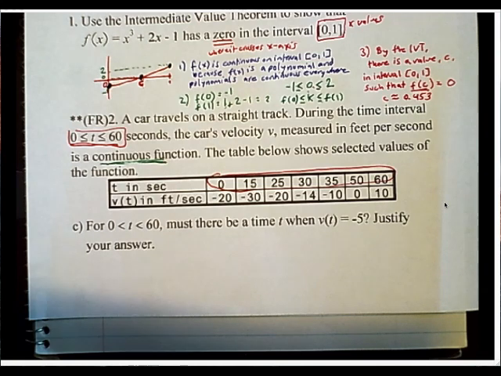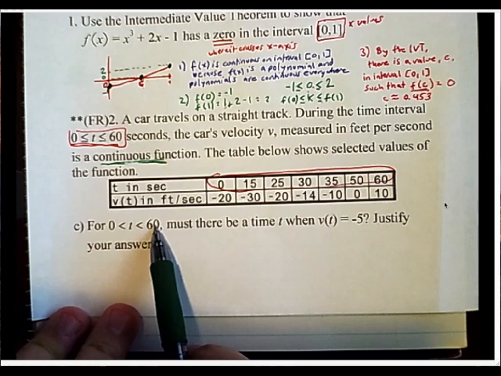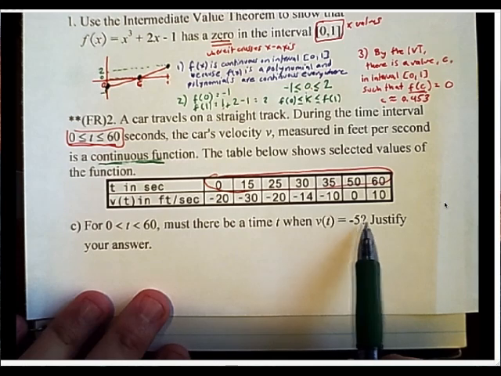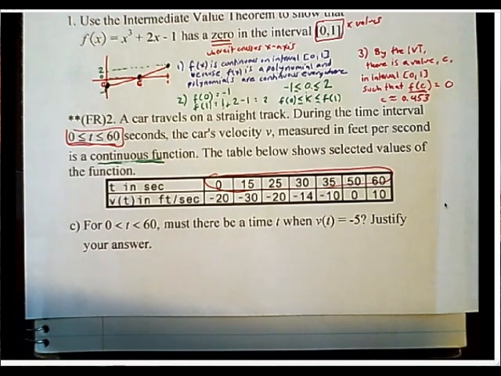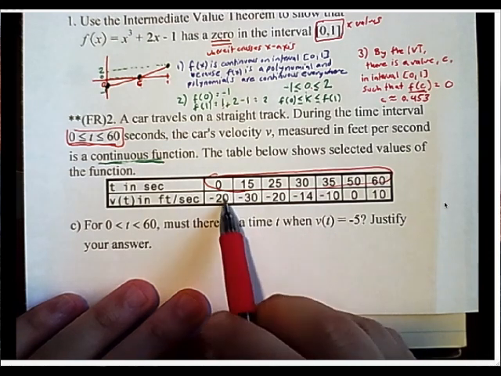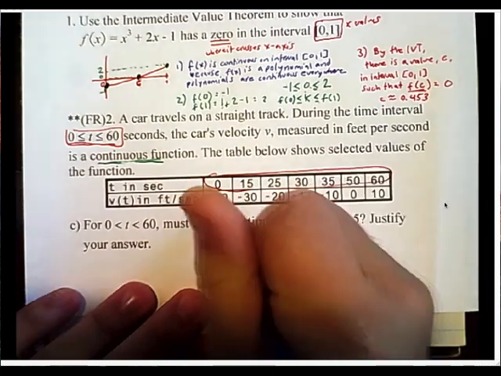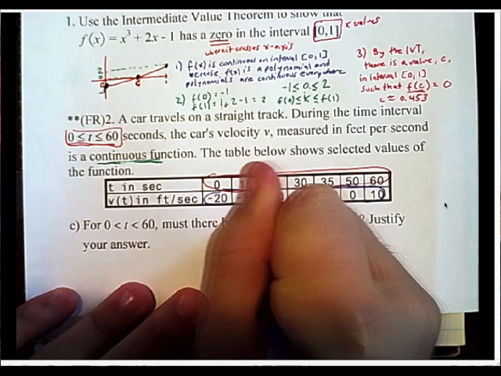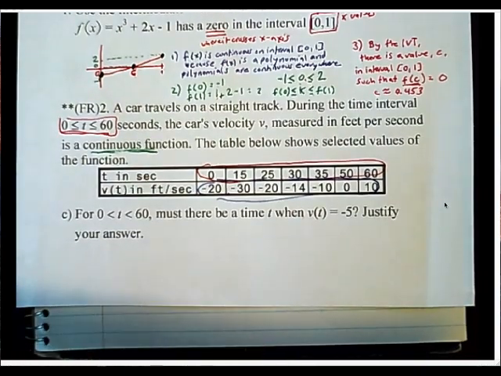Now it says, for the time interval between 0 and 60 seconds, must there be a time when the velocity equals -5? Justify your answer. Okay, so let's think about this. They're asking me, must there be a time when the velocity equals -5? So when we look down here at the velocity values, we don't see anywhere that it says -5 directly. But will the intermediate value theorem hold here?